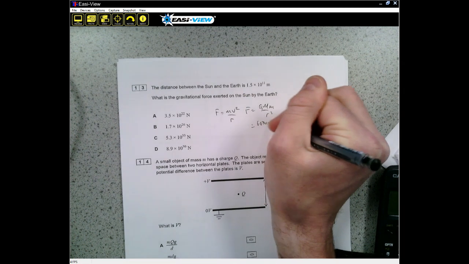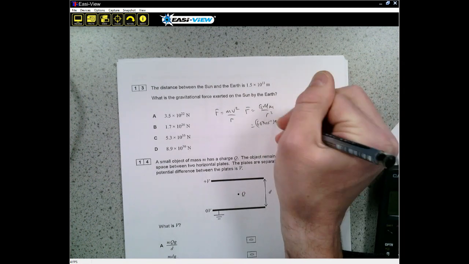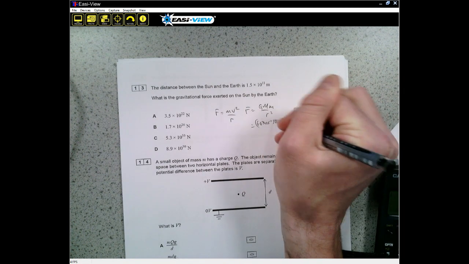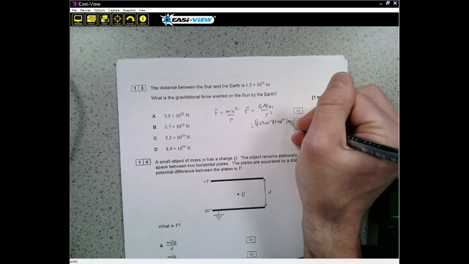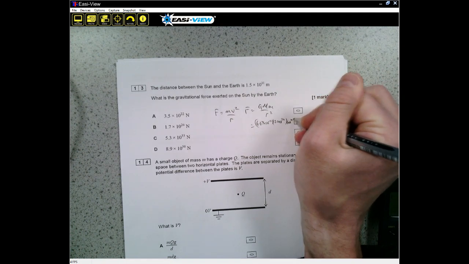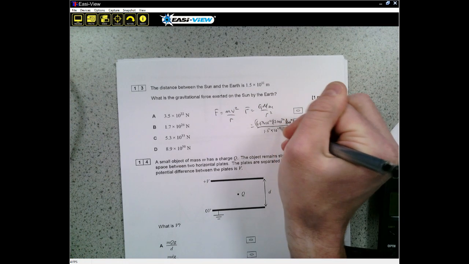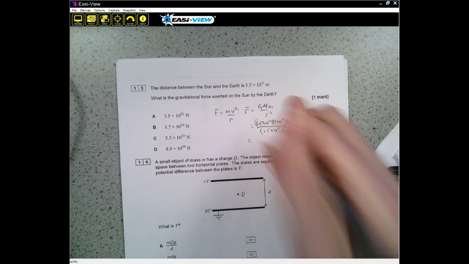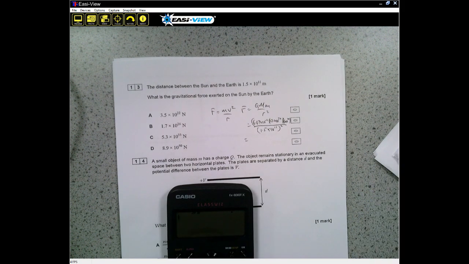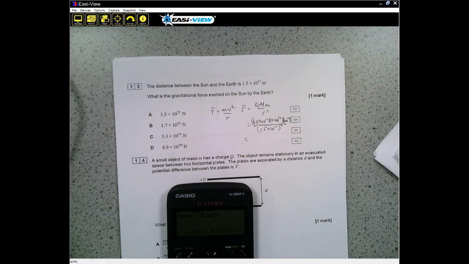So we get 6.67 times 10 to the negative 11, mass of the sun is 2.0 times 10 to the 30 kilograms. Earth's mass is 6 times 10 to the 24. All divided by the separation of the Earth and the Sun, which we're given, which is 1.5 times 10 to the 11, but don't forget it needs to be squared. So we calculate those. So 6.67 times 10 to the negative 11 times 2 times 10 to the 30 times 6 times 10 to the 24 divided by 1.5 times 10 to the 11. But remember it's squared, so we'll do that twice.